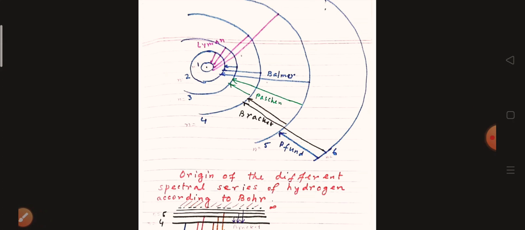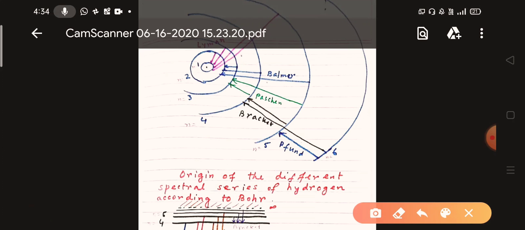The Balmer series comes from n equals 3, 4, 5, 6 or higher to n equals 2. The Paschen series is coming to n equals 3 from n equals 4, 5 or higher levels. The Brackett series is coming to n equals 4, which is the final state, from n equals 5, 6. The Pfund series is coming to n equals 5 from n equals 6, 7 or higher.